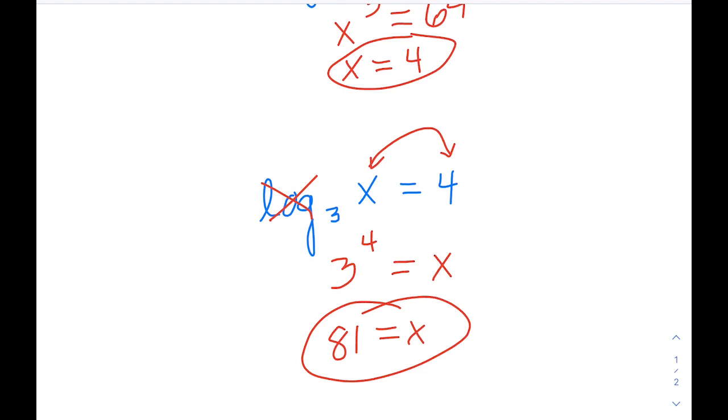So those are just a couple examples of the types of questions that you might see when you're asked to convert a log expression into its exponential form so that you can solve for x.